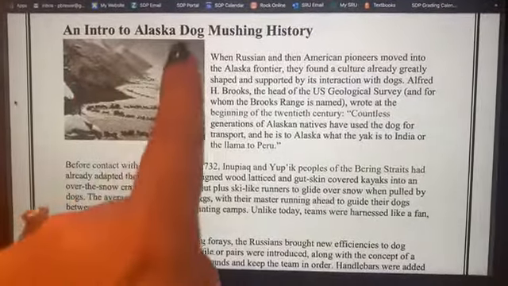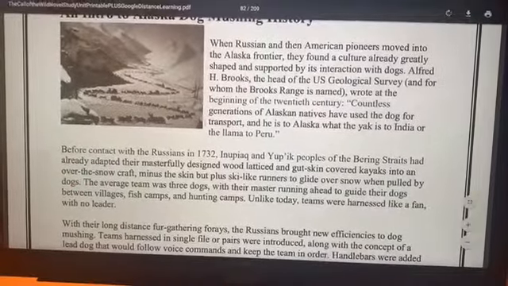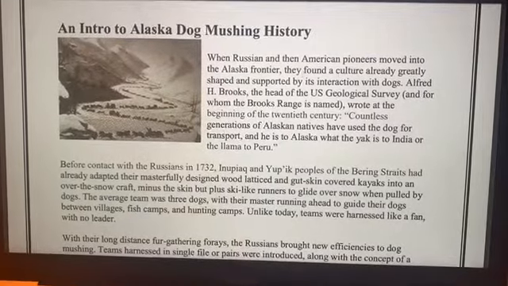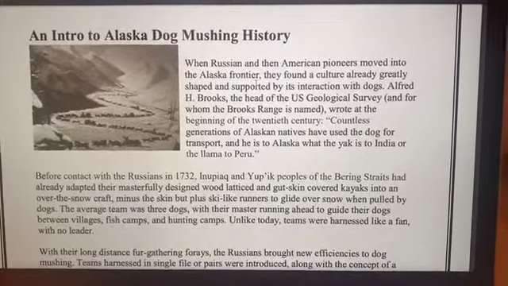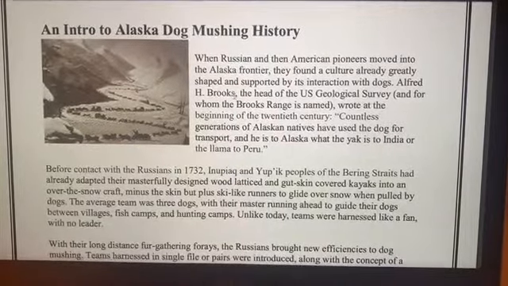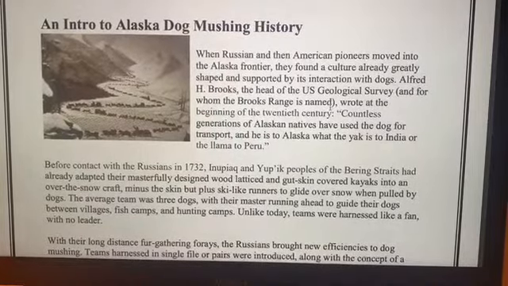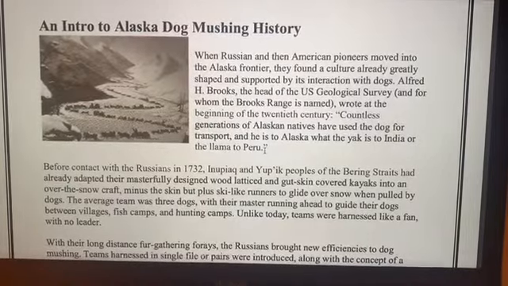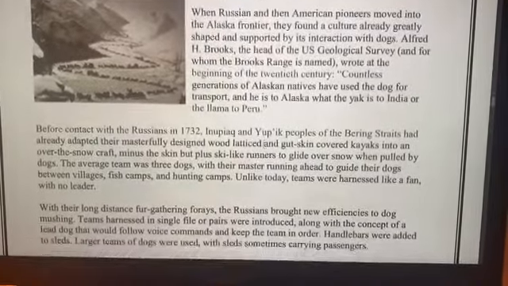An intro to Alaska dog mushing history. When Russian and then American pioneers moved into the Alaska frontier, they found a culture already greatly shaped and supported by its interaction with dogs. Alfred H. Brooks, the head of the U.S. Geological Survey, and for whom the Brooks Range is named, wrote at the beginning of the 20th century, "Countless generations of Alaskan natives have used the dog for transport, and he is to Alaska what the yak is to India, or the llama to Peru."